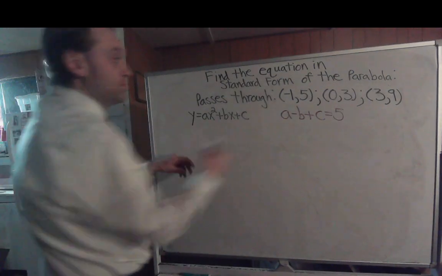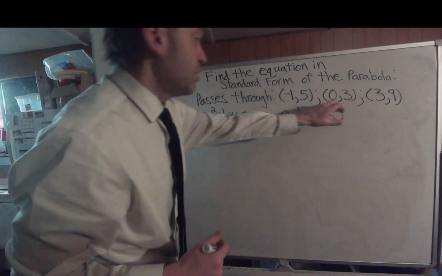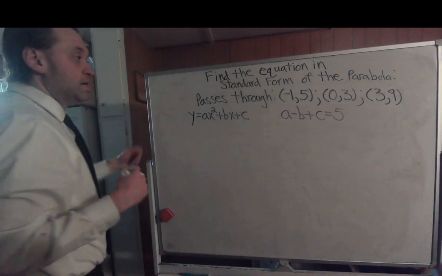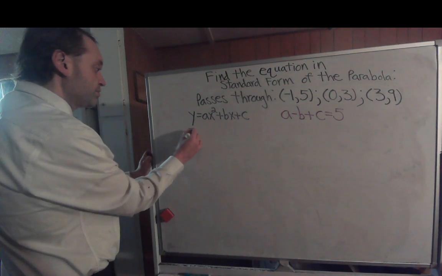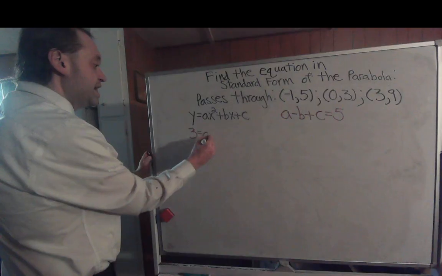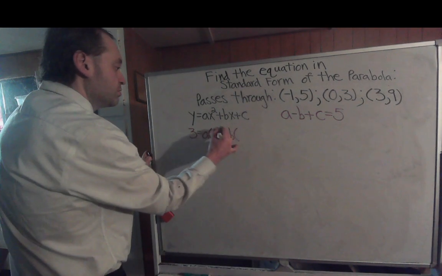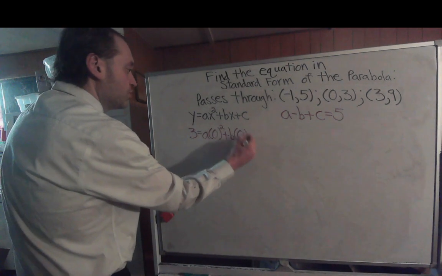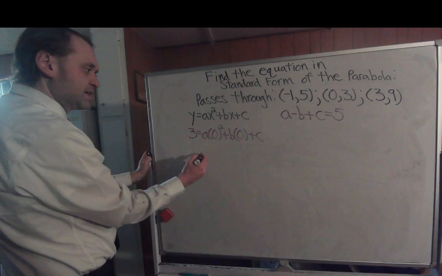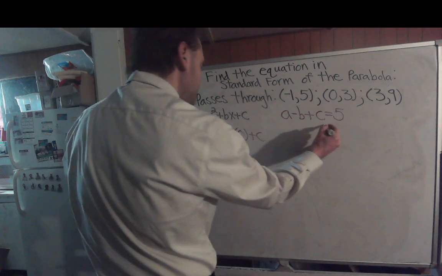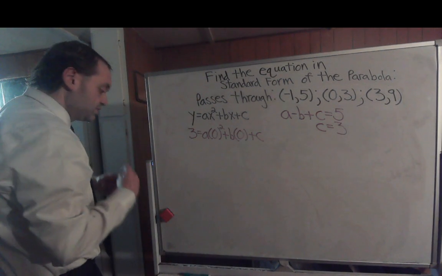Now do the same with your 0, 3. So you have 0, 3. So 3 goes in for y, 0 for x. So you'll get 3 equals a times 0 plus b times 0, well 0 squared, which is still 0, plus c. What do you literally get? You'll literally get that c is equal to 3. That's a dead giveaway. There's a substitution.